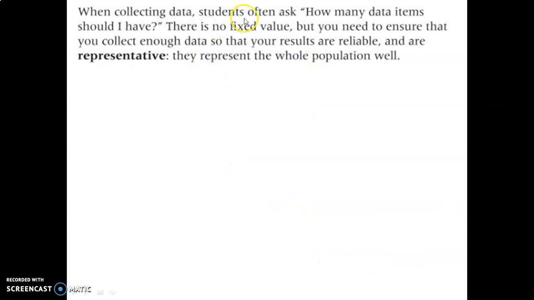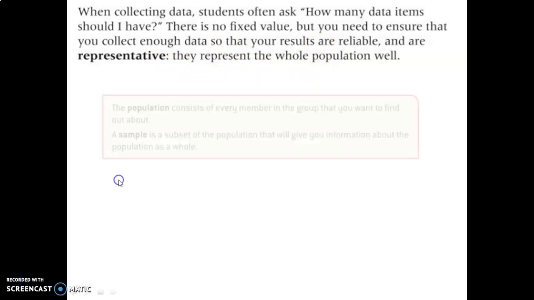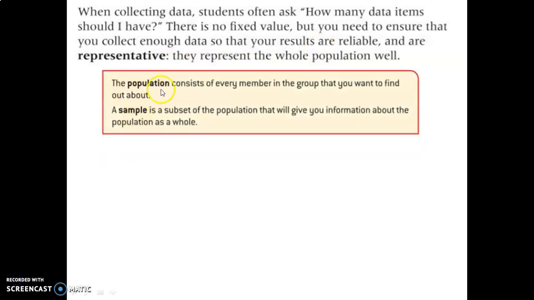So when collecting data, students often ask, how many data items should I have? There is no fixed value, but you need to ensure you collect enough data so your results are reliable and are representative. That means they represent the whole population. So to recap those ideas, a population consists of every member in the group that you want to find out about, whereas a sample is a subset of the population that will give you information about the population as a whole.